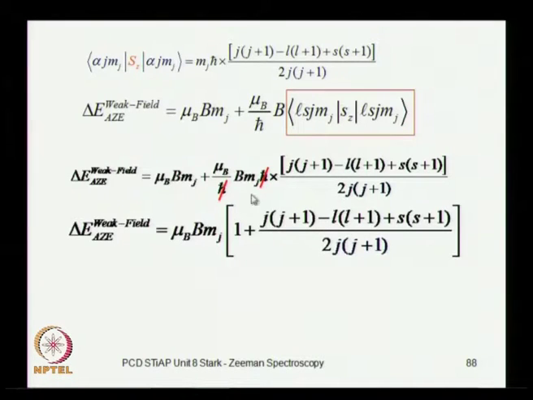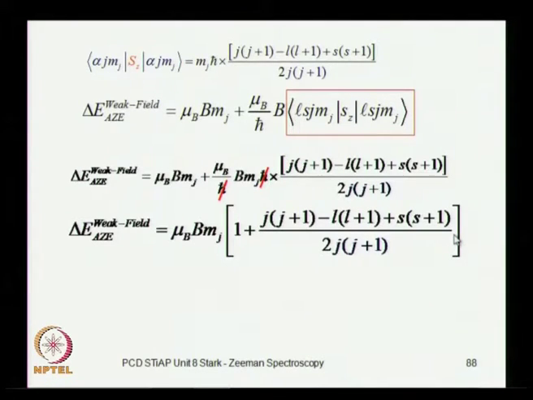So, this is the energy correction, the h cross cancels, and if you combine these two terms, there is a Bohr magneton times the magnetic field in both the terms and mj in both the terms. So, you extract this as a common factor, and you have 1 plus g j plus 1 minus L into L plus 1 plus S into S plus 1 divided by 2j into j plus 1. So, this is the Landé's factor exactly. So, this is like g.